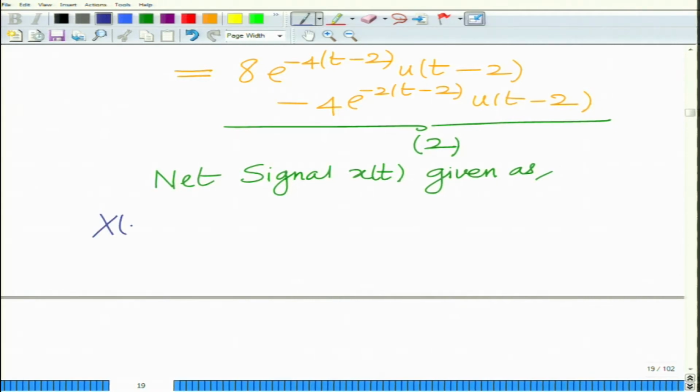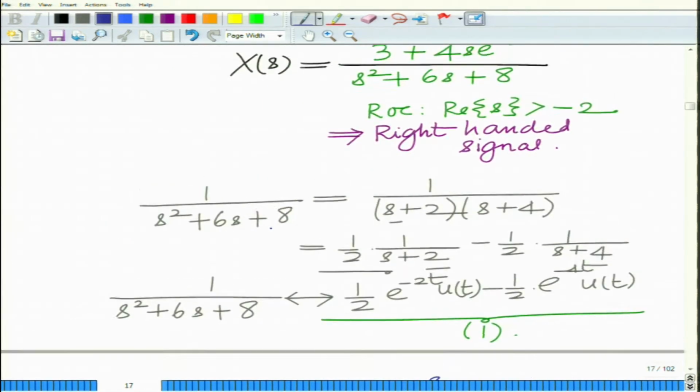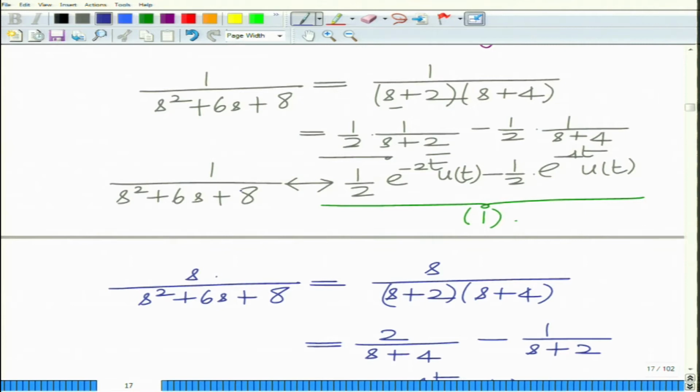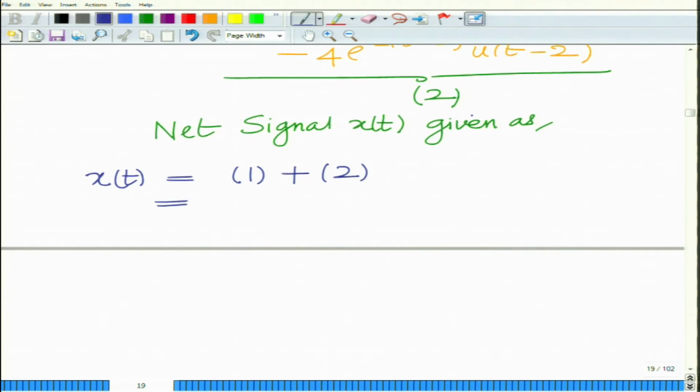the net signal x(t) is given as, well, x(t) equals signal 1 plus signal 2. It is not exactly signal 1, because the signal 1 has to be multiplied by the factor of 3, because we are finding 1 over s square plus 6s plus 8. So, 3 over s square plus 6s plus 8 will be 3 over 2 minus 3 over 2.